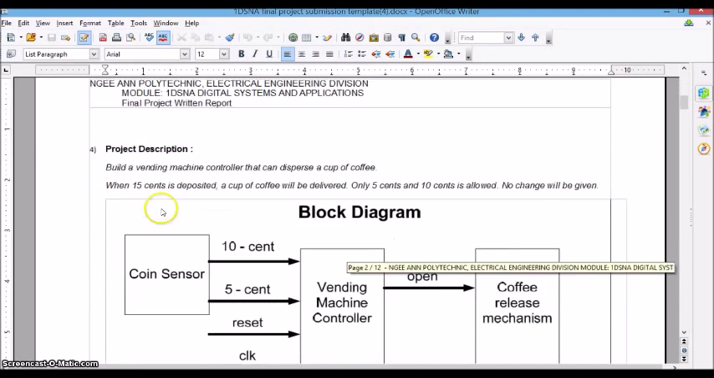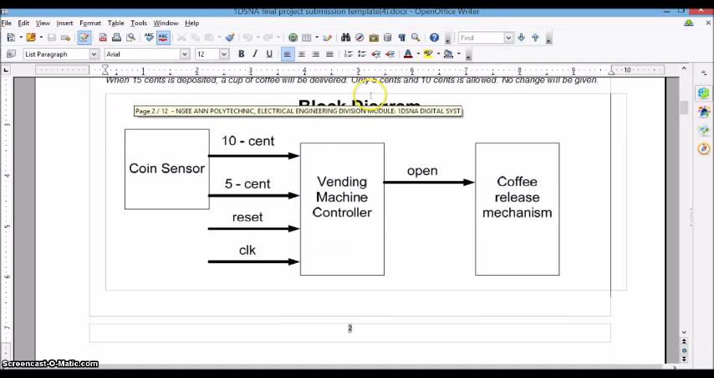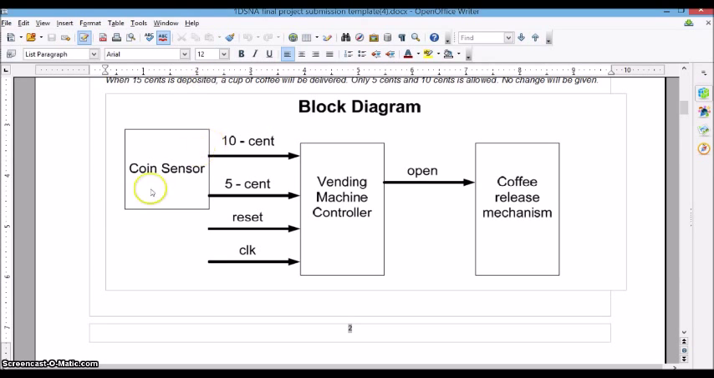What our project is about is we have to design a vending machine controller that can dispense a cup of coffee. Every time 15 cents is deposited, a cup of coffee will be delivered and only 5 cents and 10 cents is allowed. Even if you give anything more than 15 cents, no change will be given back. I will now pass to Ji Feng, who will explain more about this project.